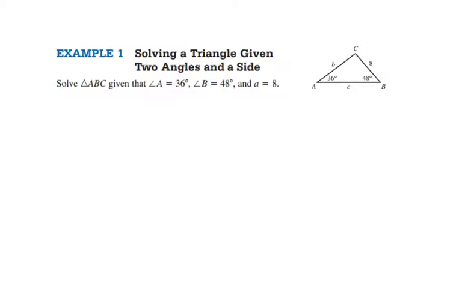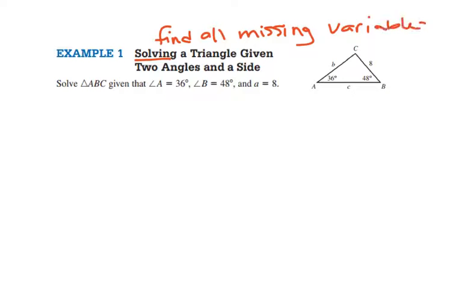So, taking a look at an example here, we're going to solve the triangle given two angles and a side. Anytime it says solve, that means find all missing variables. So for instance, in this one, we don't have angle C, so we need that. We don't have side length b or side length c, so we need to figure out all of those pieces.